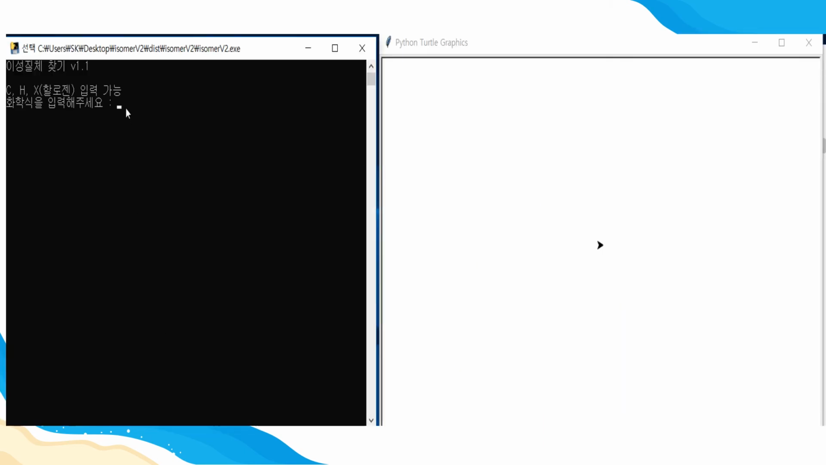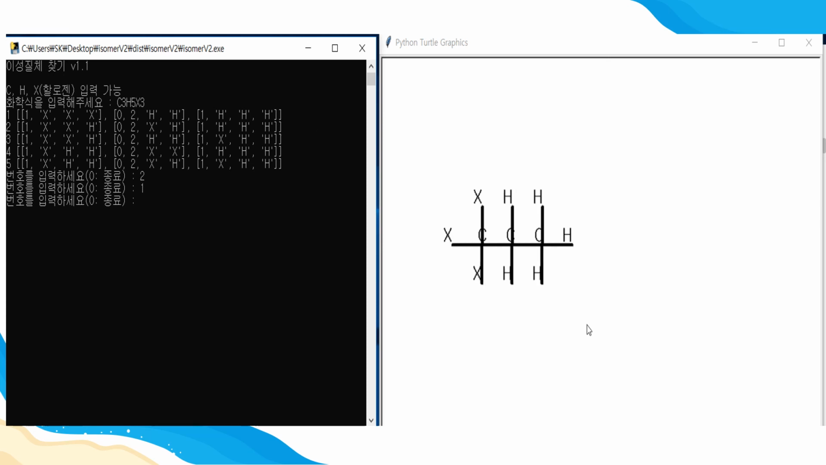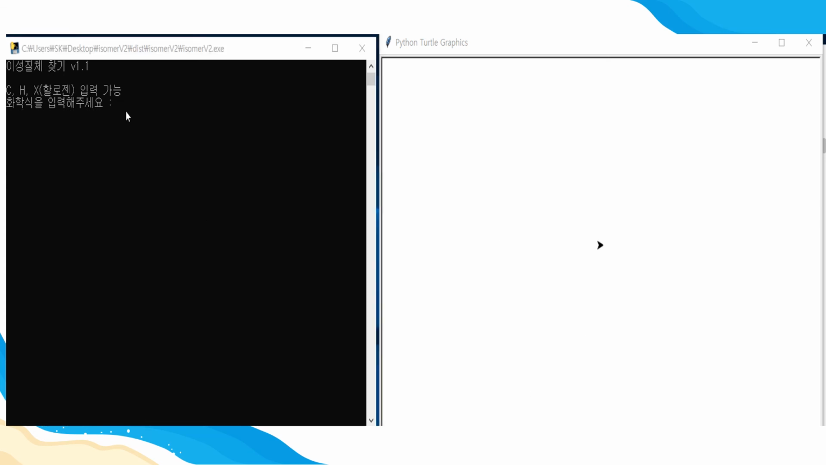This is the actual execution screen. I enter C3H5X3 and enter. There are 5 possible structures, and I enter number 2. The structure screen shows like this, and I want one structure, so it shows that.